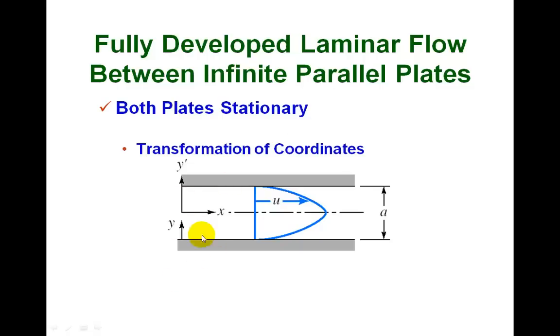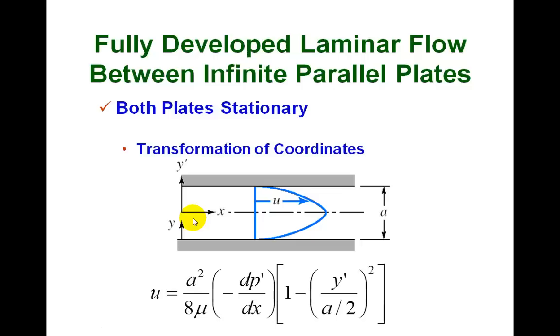It's often convenient to use coordinates that are relative to the centerline position. So if we define y prime as y minus a divided by 2 and we transform the coordinates, then we'll get that the velocity u is a squared over 8 mu times the negative pressure gradient and then times 1 minus y prime over a divided by 2, quantity squared. So this is very similar to, in fact, it's the same shape that we saw for pipe flow, a parabola that's 1 minus this length scale squared and divided by what you would call the radius, which is half of the gap width, a over 2.